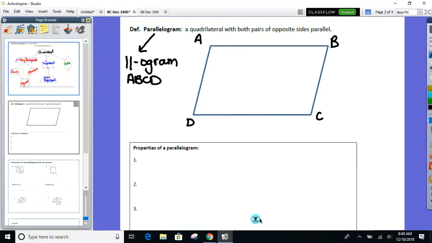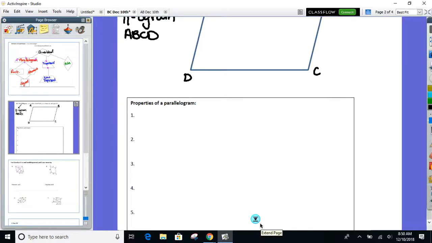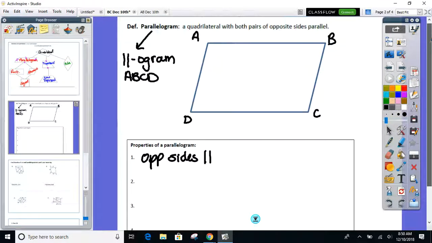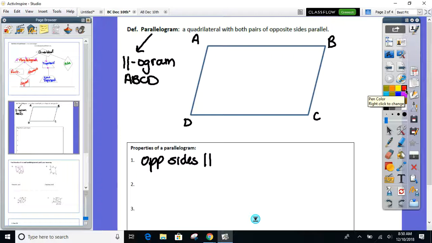Properties. There are five you're going to be responsible for. One I already gave you when I introduced the family. What was the one I gave you? Opposite sides parallel. And let's start labeling our parallelogram up top, the correct symbols to mark the diagram. Remember, parallel was the arrows. So opposite sides parallel. This might get a little messy. Anybody know any other properties? I got opposite sides parallel.